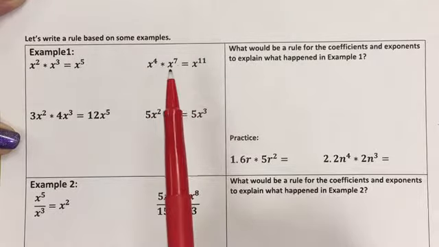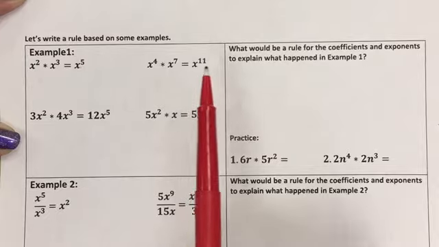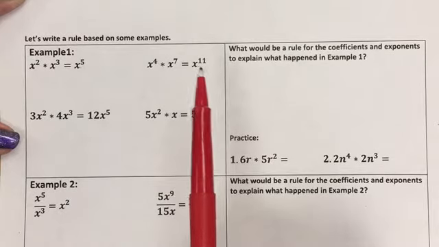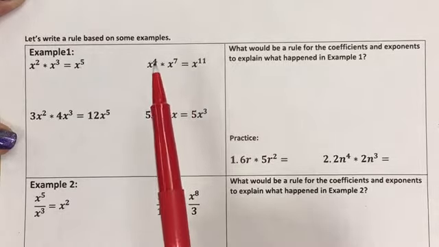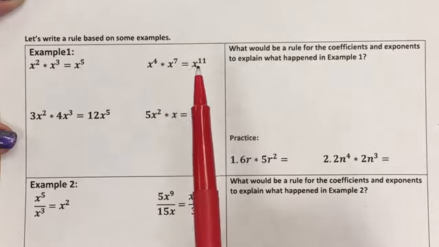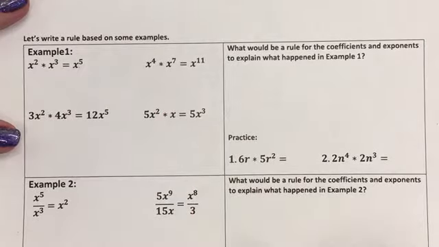All right, so let's take a look at this one. We've got x to the 4th times x to the 7th, and then that gives us x to the 11th. So how would you get 11 from 4 and 7? Well, 4 plus 7 gives us 11. So, let's think about that. So what could be a rule?